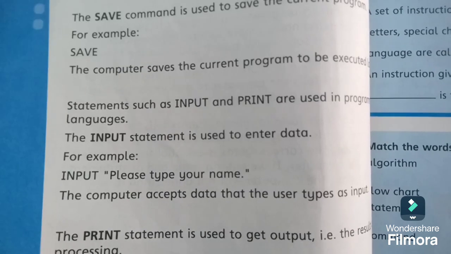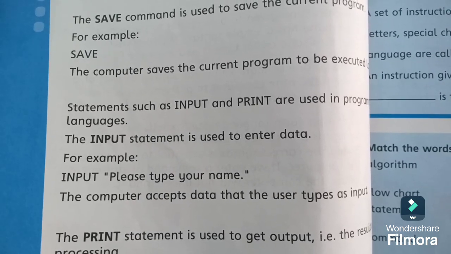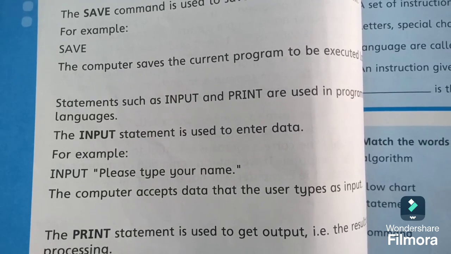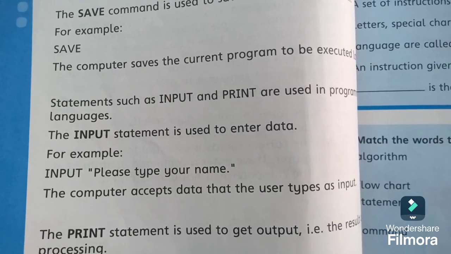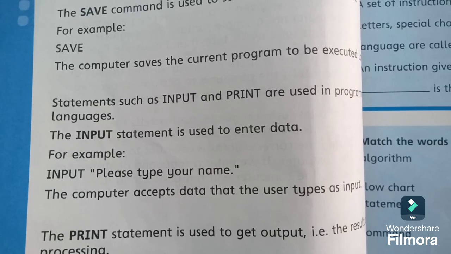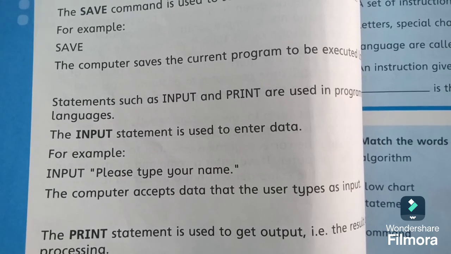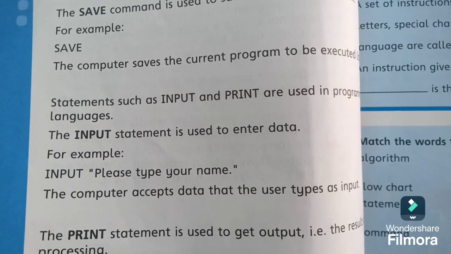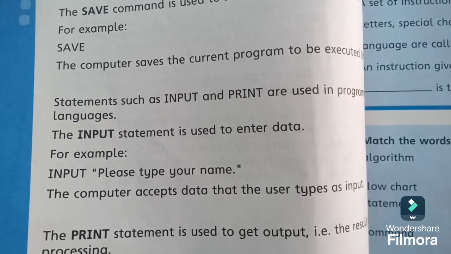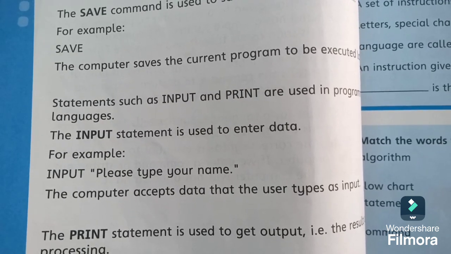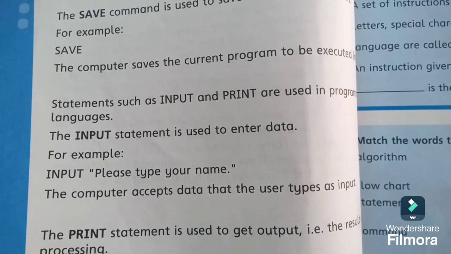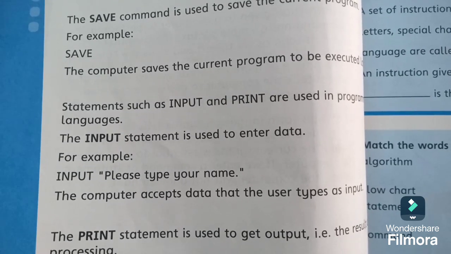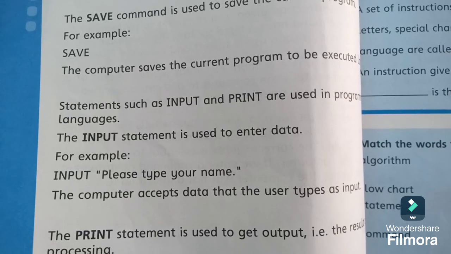Okay, how do you print something with the help of a flowchart? The input statement is used to enter data. For example, input: please type your name. I have told you in the flowchart examples that whatever your input is, you need to write it in the parallelogram. Input can be anything. It can be a number, a phrase, or a statement. You can write a number and you can write your name as well.